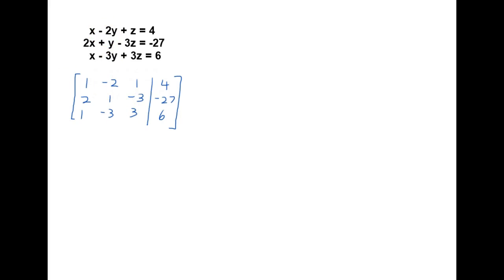What we are trying to get is, in the end, we want it to look like this diagonal of 1s. And it will look like this. Then we'll have our answers for x, y, and z. So we're going to go through a system of steps to get that.